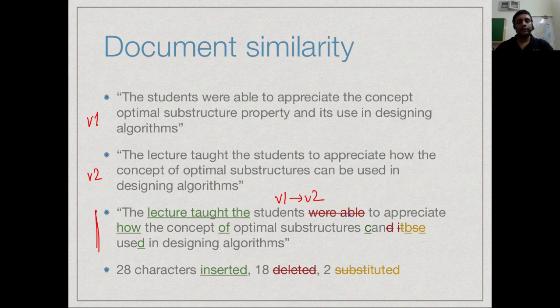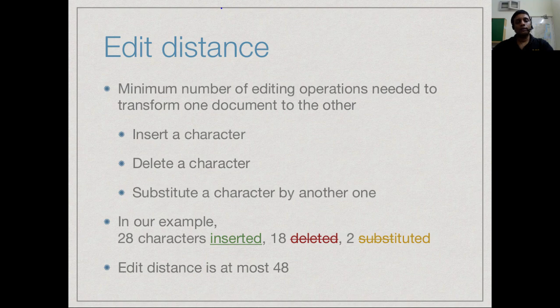We have deleted the letters marked in red with a line through them. And in this yellow we have replaced. So we have replaced a T by a B and an S by an E. So we have 28 characters. You can count that there are 28 characters which have been inserted, including spaces and all that. 18 characters have been deleted, and 2 characters have been substituted. So now this can be a basis of measuring how close two documents are to each other.